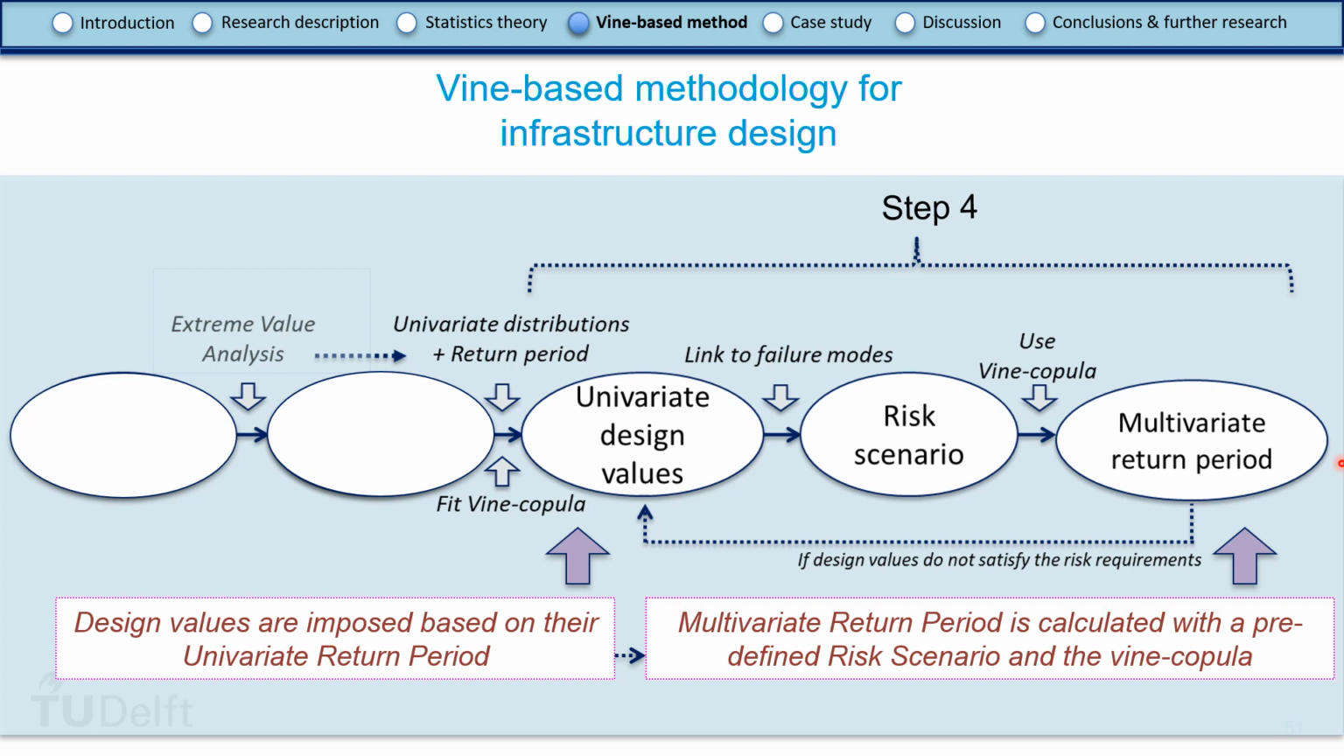If the design values do not fulfill the risk requirements, which are basically set and represented by the multivariate return period, the practitioner can just go back and select other univariate return periods to perform the analysis again. And actually, if the risk scenario represents the actual failure of the structure, this multivariate return period is giving us an indication of the overall risk of the whole structure, and also provides some information on the probability of failure.